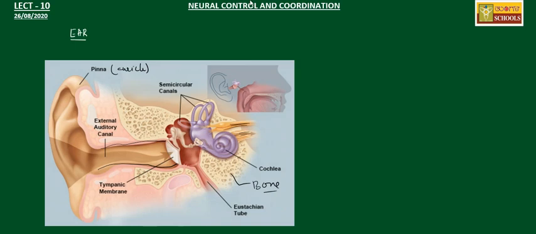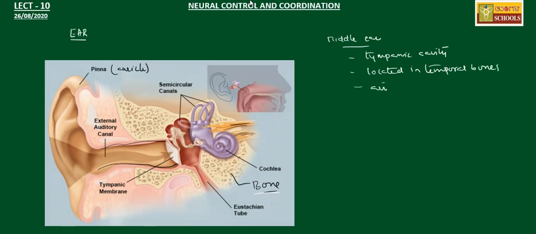Now coming to middle ear, this middle ear is also called tympanic cavity. It is a small air filled cavity which is present within the temporal bone. So this is the temporal bone, and the middle ear is located in the temporal bone, and it is an air filled cavity.